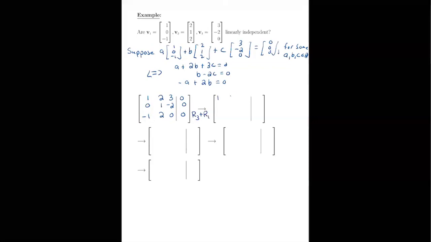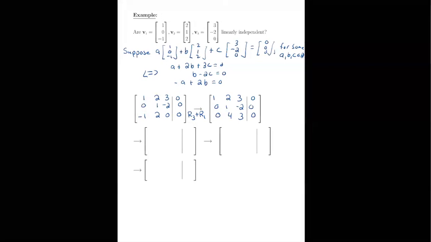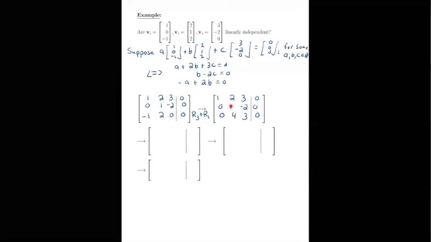So I'm going to get 1, 2, 3, 0, 0, 1, minus 2, 0. And now this plus this is 0. 2 plus 2 is 4. And 0 plus 3 is 3. And then the last column just stays as 0. So now again, I have a leading 1.